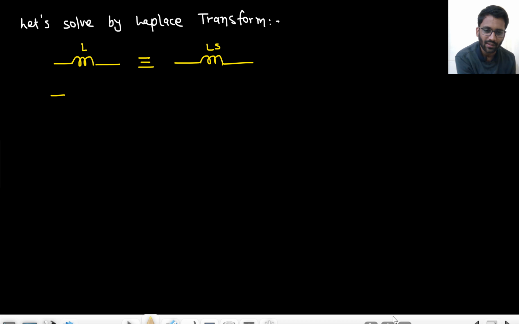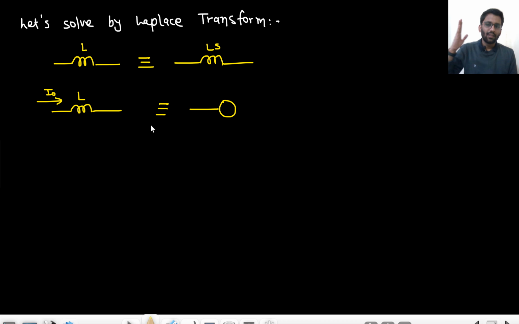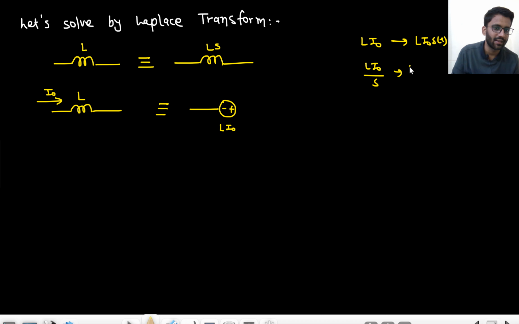And if the inductor is having some initial current I naught, how will it be replaced? With a battery in the direction of current, minus to plus, L I naught. The direction of current is this. Make sure you don't write L I naught by S. It is L I naught because this is impulsive. In Laplace transform, if I am writing L I naught in time domain, what will I write? L I naught delta(t). If in Laplace transform I am writing L I naught by S, what will I write in time domain? L I naught u(t). So just make sure you don't write L I naught by S. It is L I naught only, right?